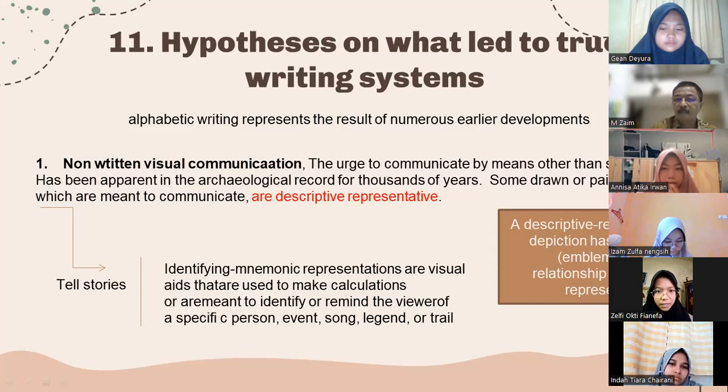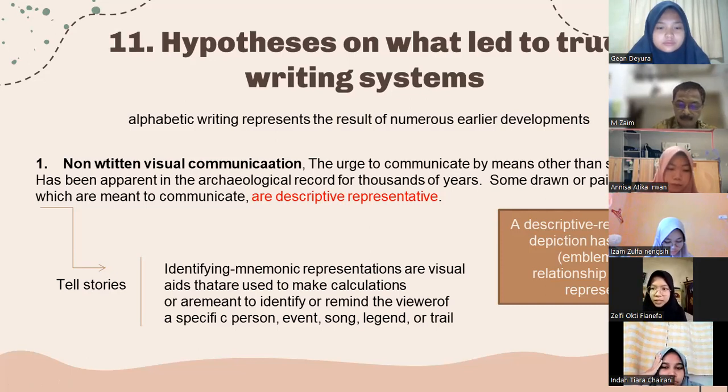Some drawn or painted images which are meant to communicate are descriptive representative. A descriptive representative is a depiction that has a lifelike emblematic relationship to what it represents. They tell stories, and many modern road signs do a similar thing. A sign showing falling rocks tells us of possible roadway danger.